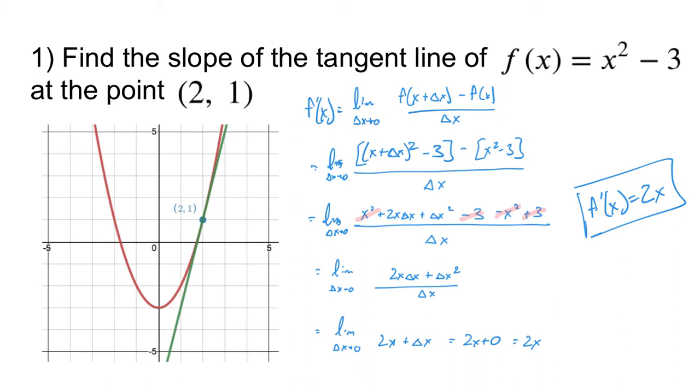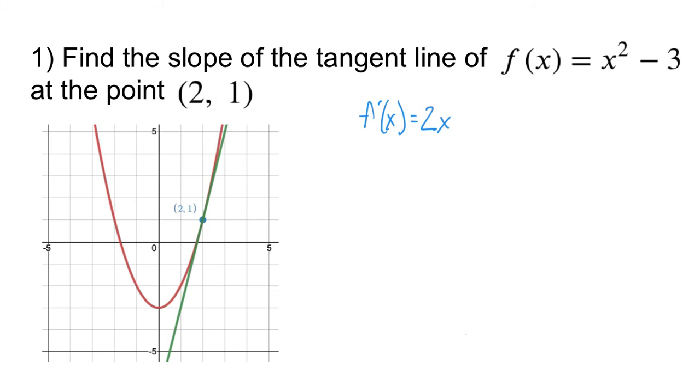So now what? Well, let's see here. Let me give myself some more room. So I know that f prime of x is equal to 2x. So if I'm looking at the particular point 2, 1, the x value that I'm looking at here is 2. So what I can do is take that derivative and plug the value 2 into the derivative. What do I get? I get 4. So what does that tell me? That tells me everything I need to know. That tells me the slope of this line right here. The slope is equal to 4.